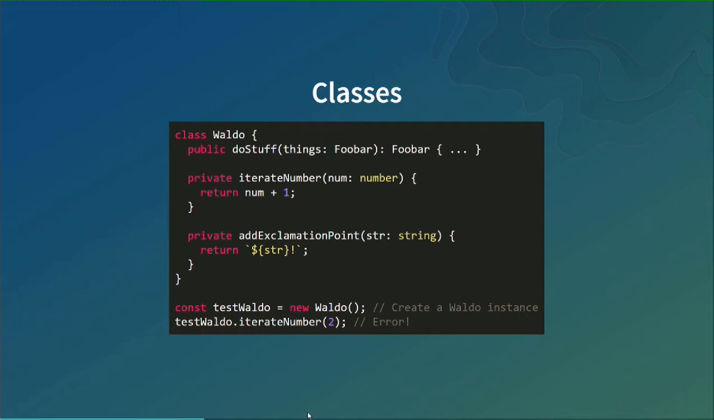However, now the compiler throws an error at me. It says, this method iterateNumber is private to the instance testWaldo. You can't call that from outside. And so this is another really powerful thing that TypeScript allows us to do is it gives us first-hand support for data privacy. So we can conceal functionality that we don't want people using from outside of this instance and prevent them from using it. Hide implementation details.